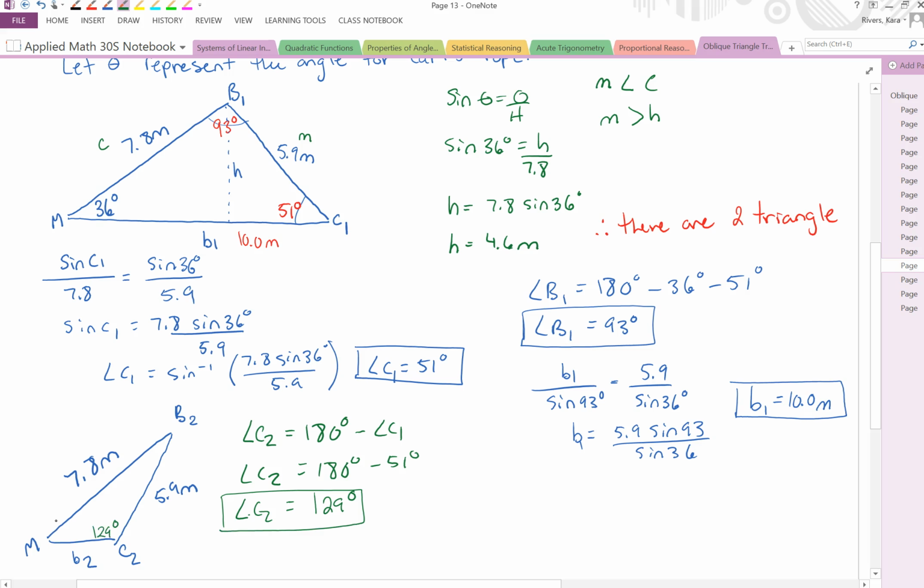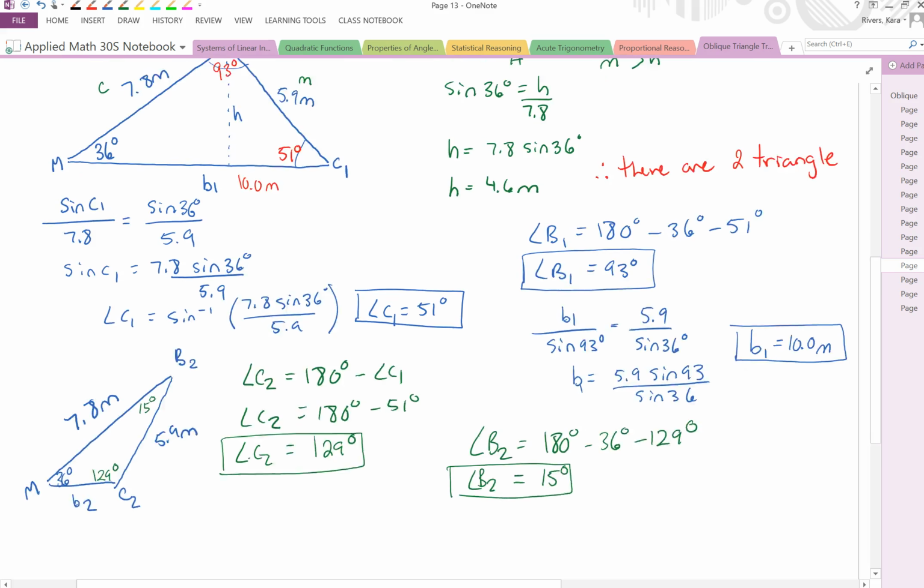Angle M is missing here. That was given as 36 degrees, same as in the first part. And we need that other angle in order to solve for angle B2. Using the sum of angles formula, 180 degrees minus 36 degrees minus 129 degrees, we get that angle B2 is equal to 15 degrees.